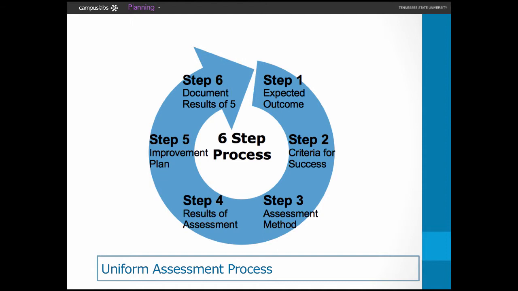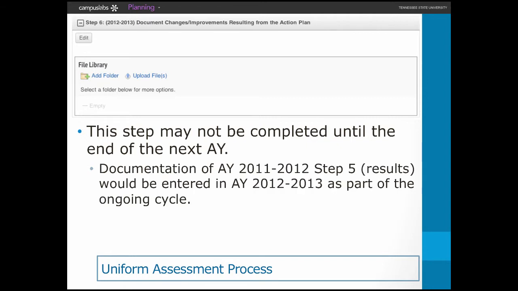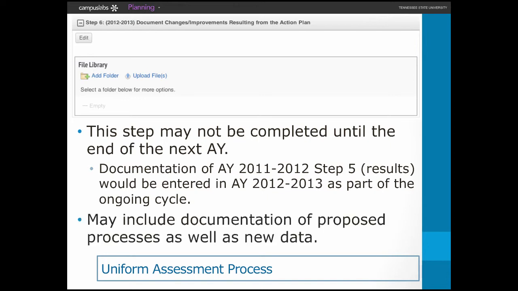Step 6 documents the results of the plan from Step 5. This step may not be completed until the end of the following academic year. For example, the documentation of the 11-12 plan wouldn't be entered until the end of the 12-13 year as part of the ongoing cycle. A plan has to have time in order to show results. This may include documentation of proposed processes as well as new data.